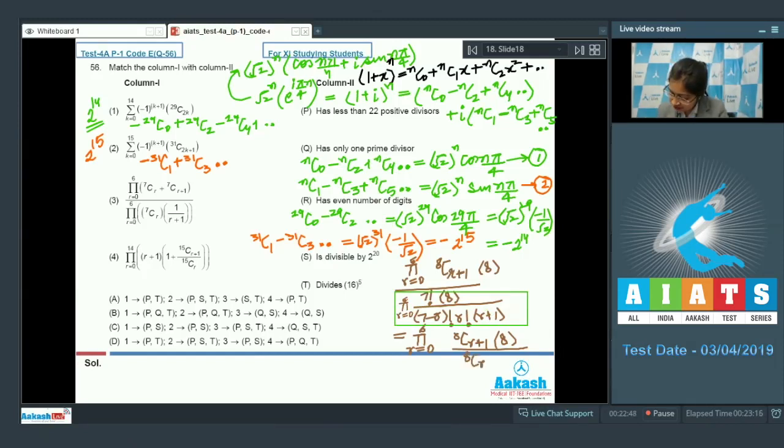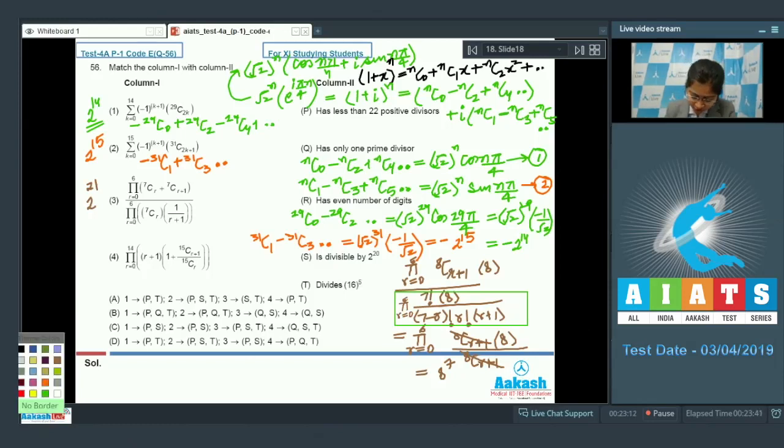So we have here 8CR plus 1. Cancelling these two, it is equal to the multiplication from R equal to 0 to 6 of 8. As we are multiplying it 7 times, this is equal to 8 raised to the power 7, that is equal to 2 raised to the power 21, right?